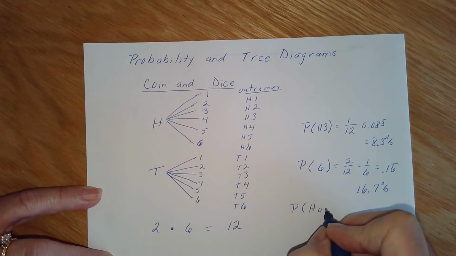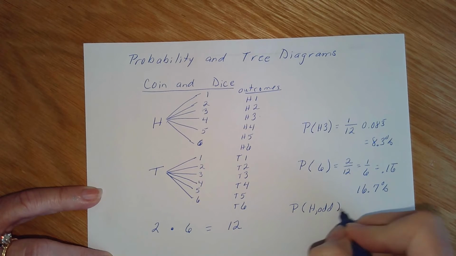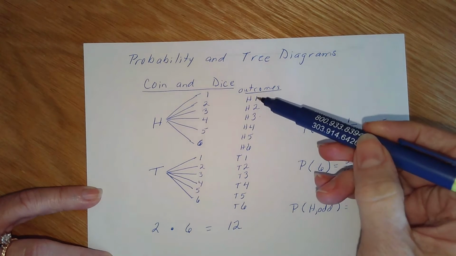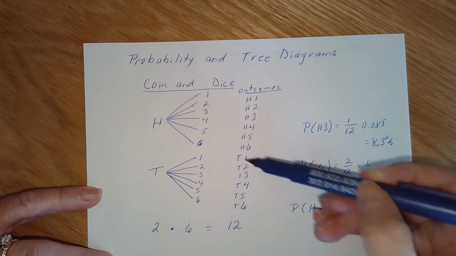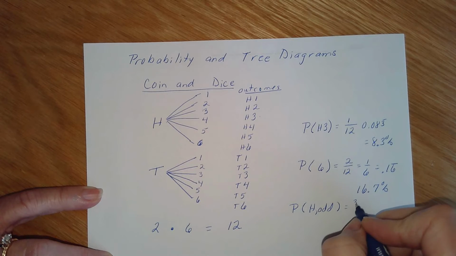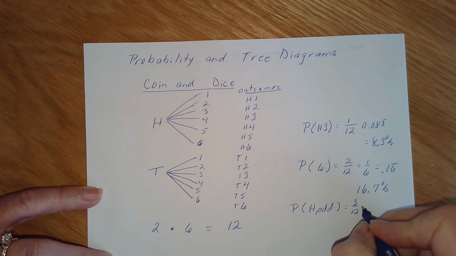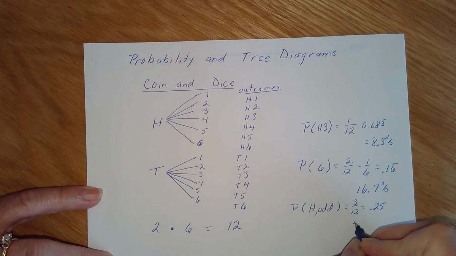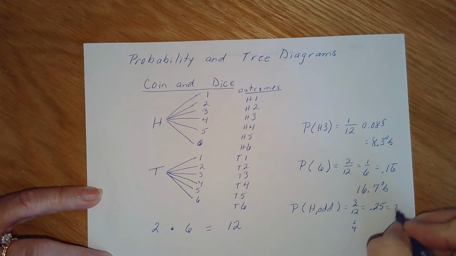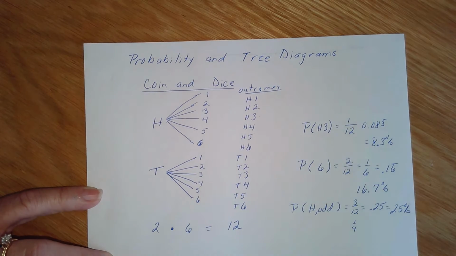Now the probability of heads with an odd number. So I see that this happens with a 1, a 3, and a 5. None of these, so that happens 3 out of 12 times, which is 0.25. It's reduced to 1/4. So that happens 25% of the time. Okay, so that's the basics on how to do this with 2.